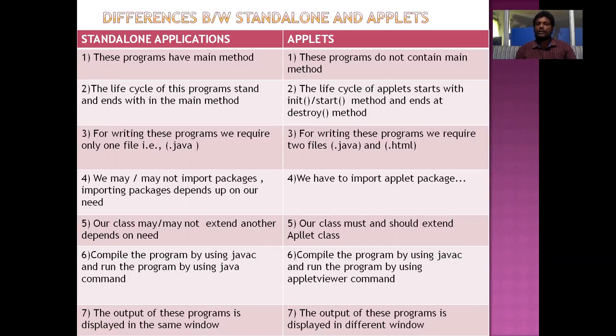Now the first thing we have to do is compile the Java file by using the javac command. Here in applets also we compile the Java program by using the javac command, that is, javac space that particular class name .java. And after the successful compilation, we have to run the applet program, and the applet program will be run by using a command called the appletviewer command.